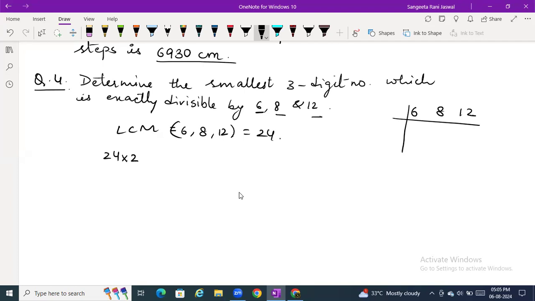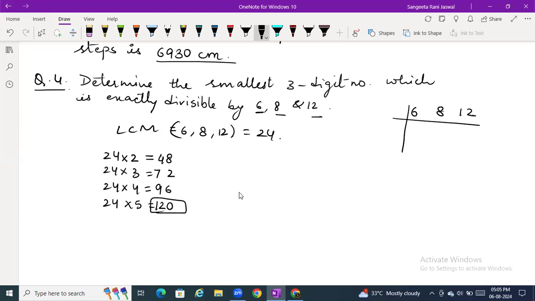So 24 into 2 will be what? 48. 24 into 3 will be what? 24 into 3 is 72. 24 into 4 will be 96. 24 into 5 will be 120. Yes, this is 120. So which is the smallest three-digit number now? 120 is the smallest three-digit number which I have got in the series.